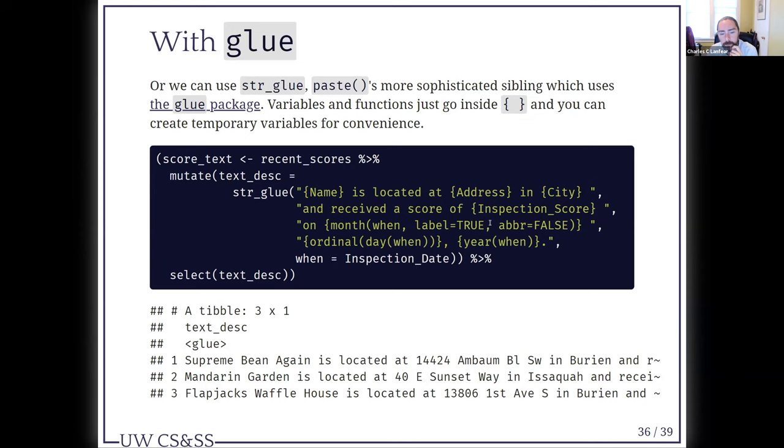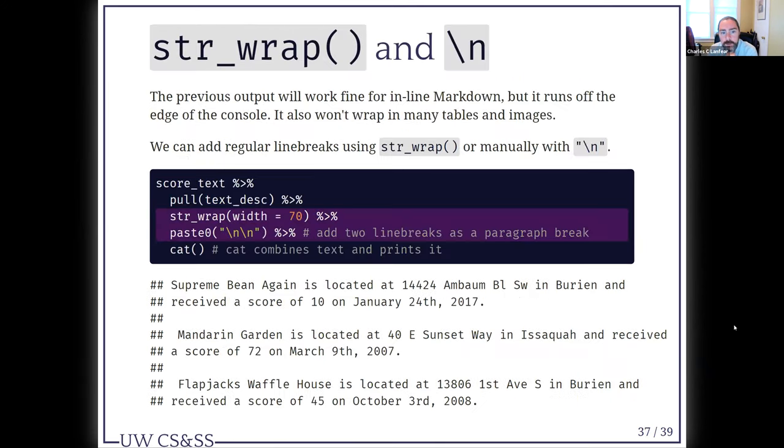Okay, well, something else we might wanna do. This has pasted out text that's all on a single line. Maybe I'd like it to print in my console nicely. To do that, what I could do is dynamically and automatically insert line breaks so it prints nicely in my console. So what I'm gonna do here is take my score text and then pull out the text description column I just created and then string wrap width equals 70. What string wrap width equals 70 says is make each line of text at most 70 characters wide. If it hits 70 characters, insert a line break.